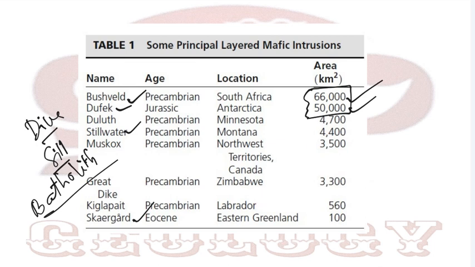So why are these intrusions important? The main thing is that there is very little outward intrusion. So this is a very good source to understand the crystallizing behavior.